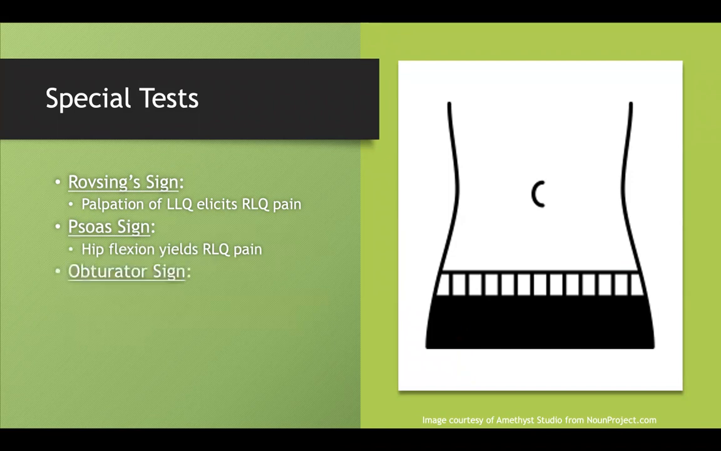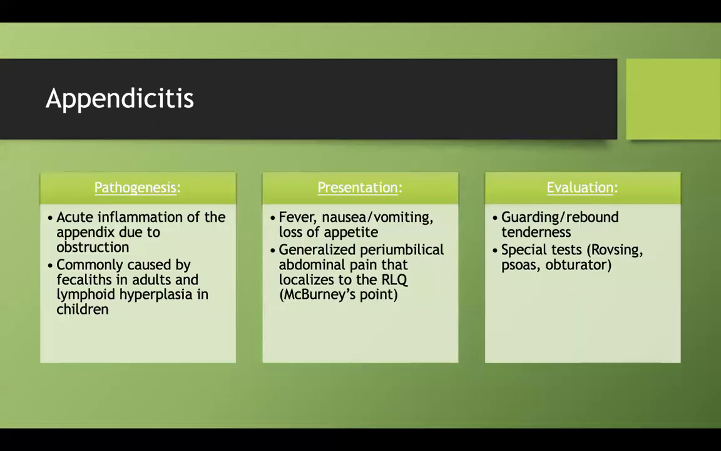The last thing, the obturator sign, is where you internally rotate the hip, and that also reproduces this pain. So if you imagine you internally rotate your hip, you get pain there, that'd be a positive obturator sign. And so each of these three signs give you an idea that you might be looking at appendicitis. You could also, for your evaluation, do a CT scan, and that usually shows an enlarged appendix.